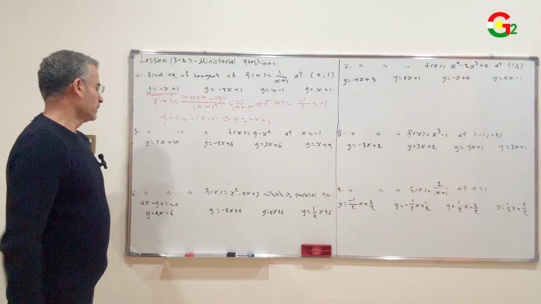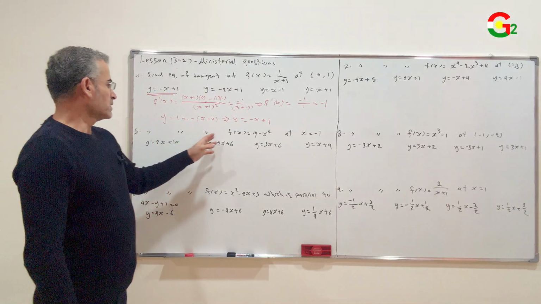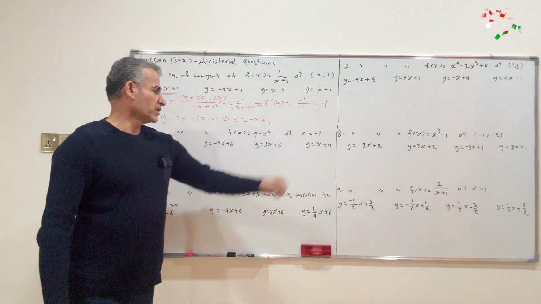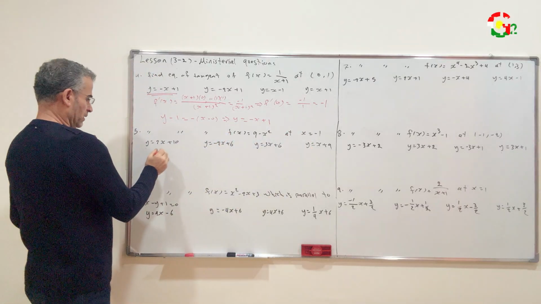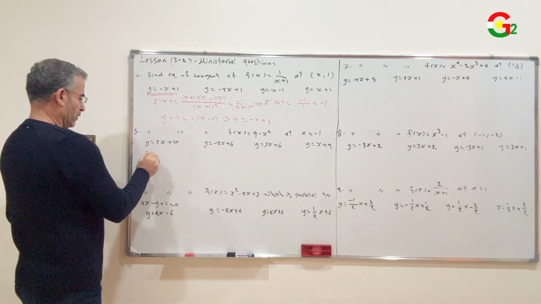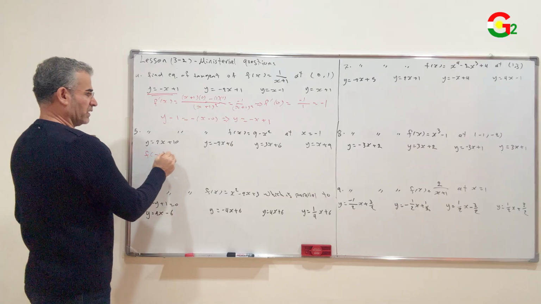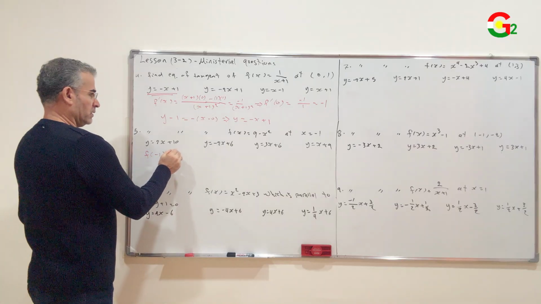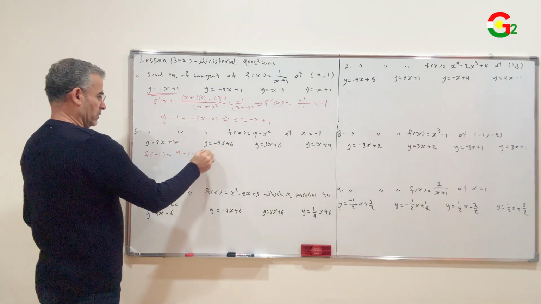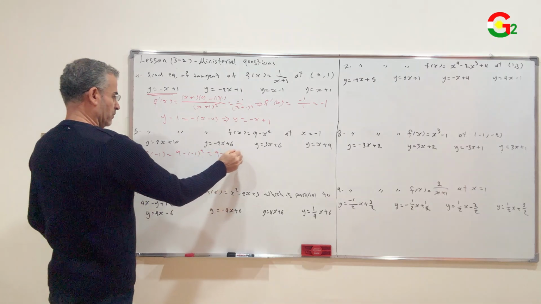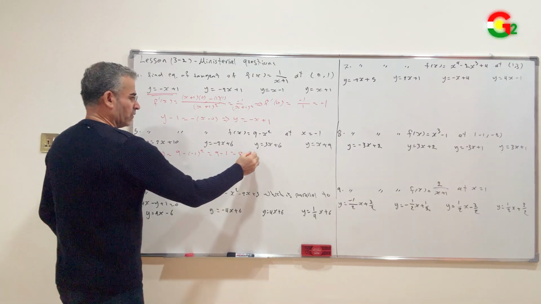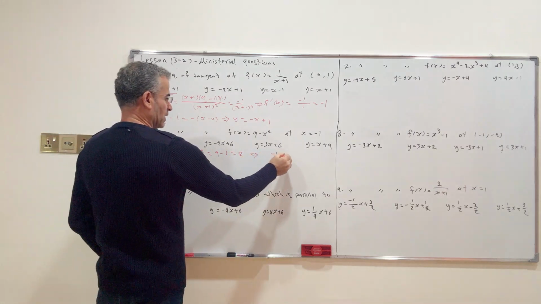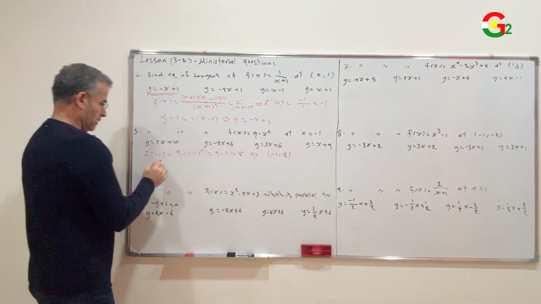Question number 5. Find the equation of the tangent line of f(x) at the point x equals negative 1. Find the point of tangency first. f(-1) equals 9 minus (-1)^2, which is 9 minus 1, equal to 8. Therefore, the point of tangency is (-1, 8).